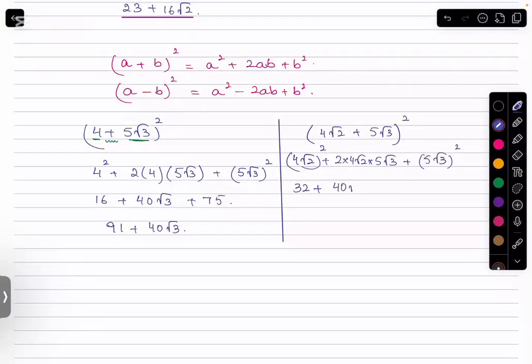अच्छा मैंने अभी पूरा किया नहीं है. I was waiting for this answer. 25 times 3, that's a 75. Is this what you were getting earlier? Yes. Right. And then is this 107 plus 40 root 6? Yeah. Right. ठीक है. So this is done, no problem.